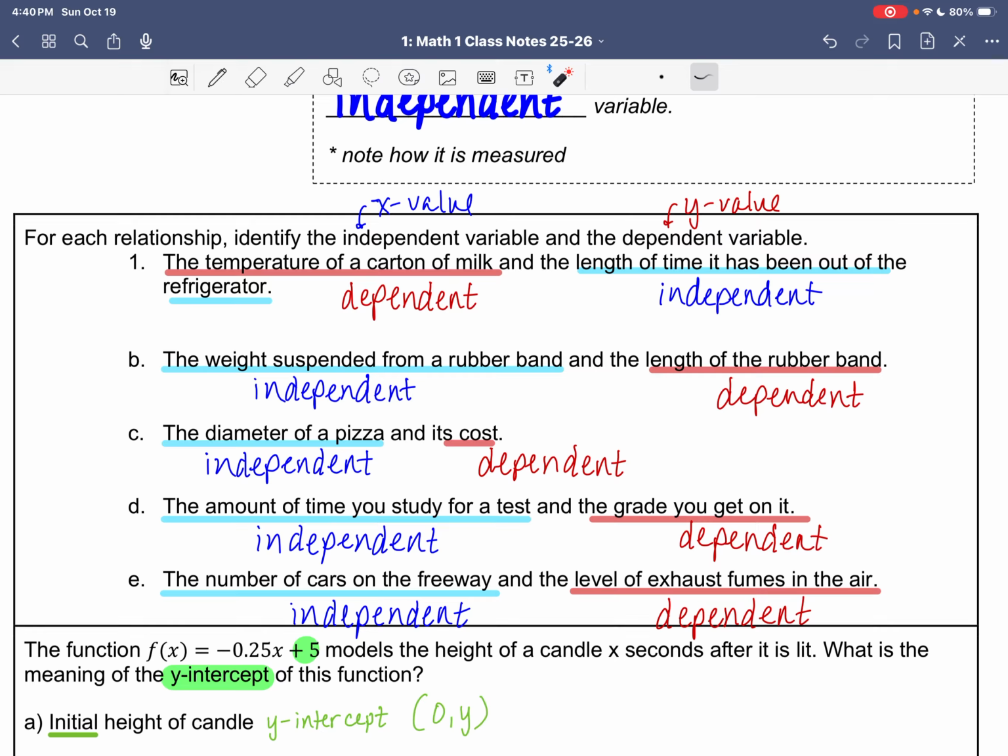And then lastly, number of cars on the freeway and the level of exhaust fumes in the air. So it'll be a lot of pollution, a lot of exhaust. This will depend on how many cars are on the freeway. So this is dependent and this is independent. So just reading the situation, just thinking about what depends on the other thing, that's how you can determine which one is independent and which one's dependent.